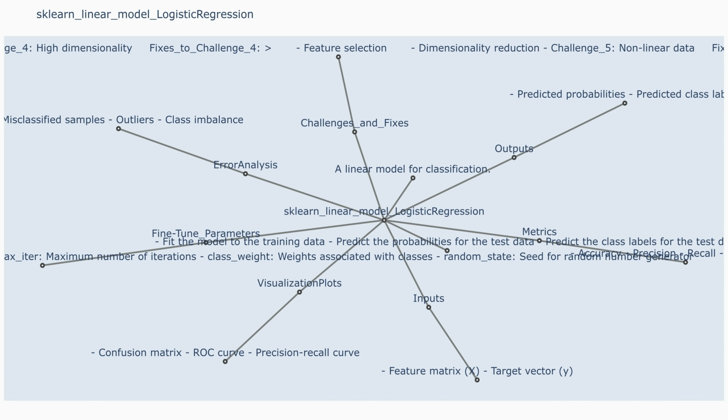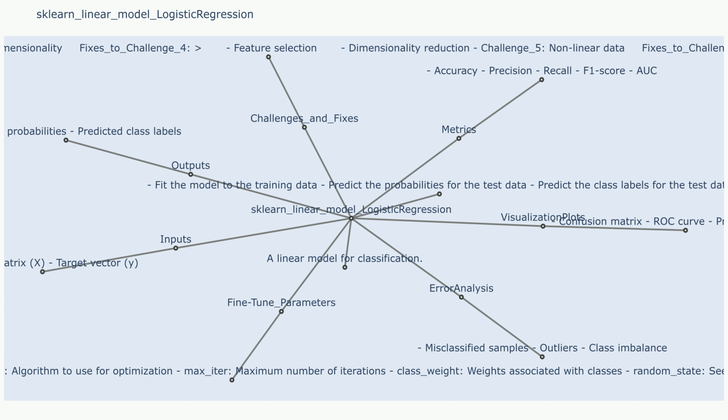sklearn.linear_model.LogisticRegression. Description. A logistic regression model is a statistical method used for binary classification problems. It predicts the probability of an instance belonging to a specific class, 0 or 1, based on the input features. The model uses a sigmoid function to map the linear combination of features to a probability between 0 and 1.